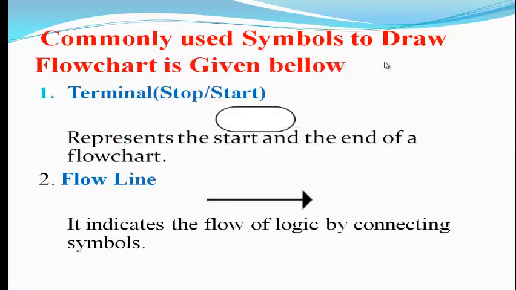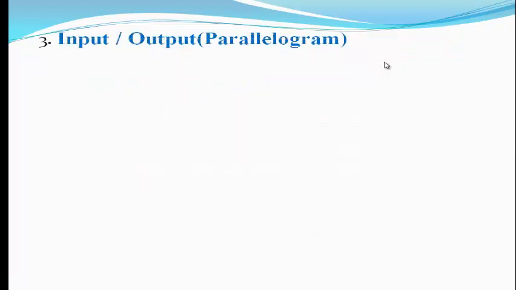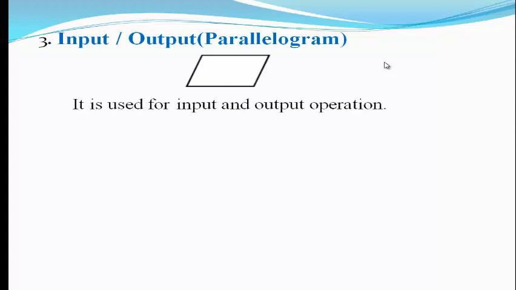Next, third one, the input output symbol, also known as the parallelogram symbol. This symbol is used for program instructions that take input from an input device and display output on the output device. With the help of this symbol, the user can give any kind of data input, and when we print any kind of message, we also use this symbol.